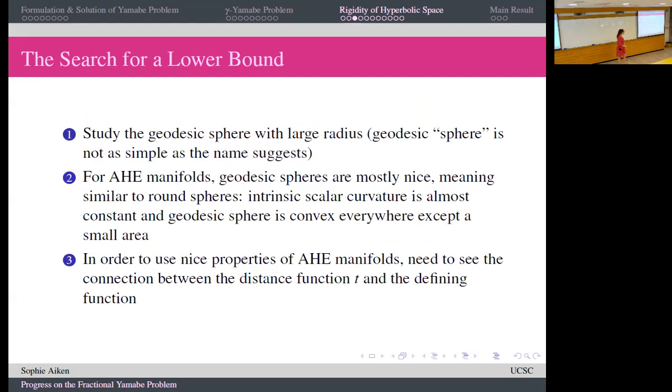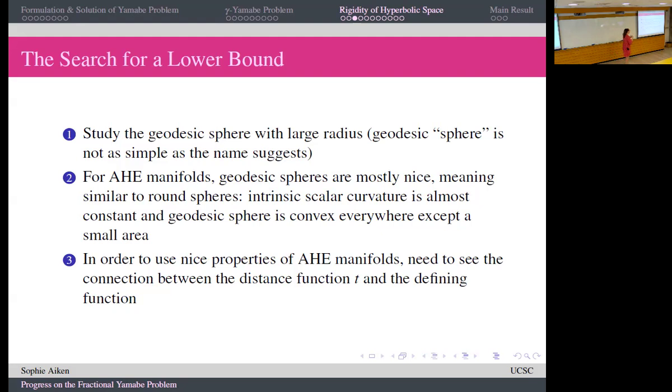Okay. So in this process of finding a lower bound, the first thing we want to do is understand how geodesic spheres with large radius compare to level sets of our defining function. Geodesic spheres are working with distance functions moving out toward the boundary. Our functions start at 0 on the boundary and push in. So I need to know how these two spheres line up.